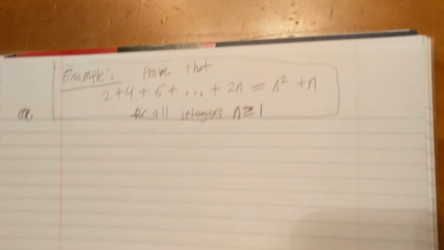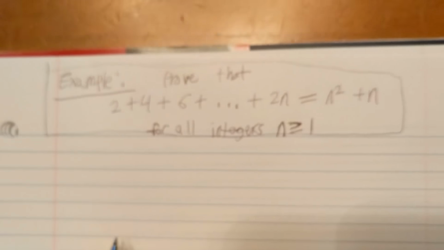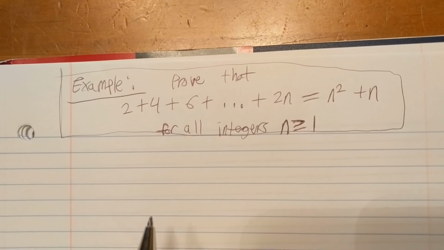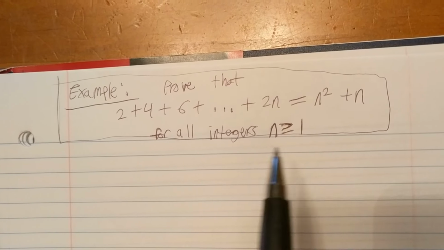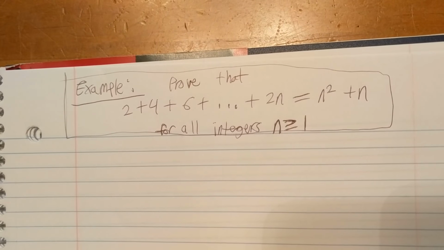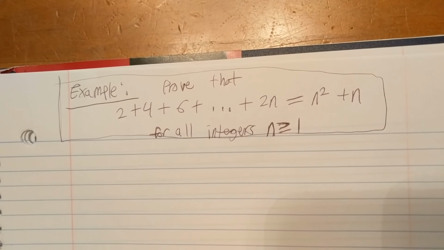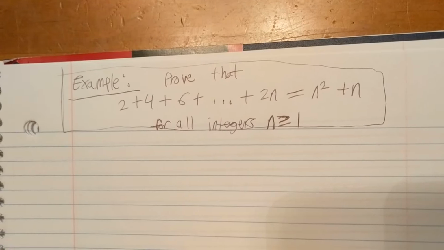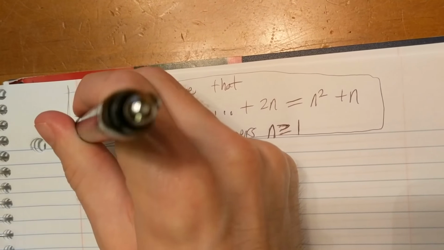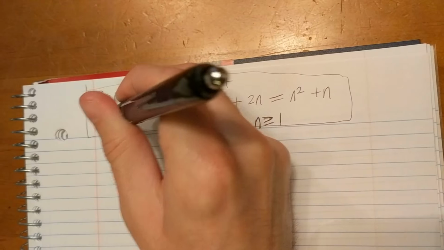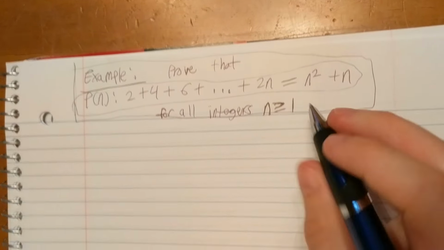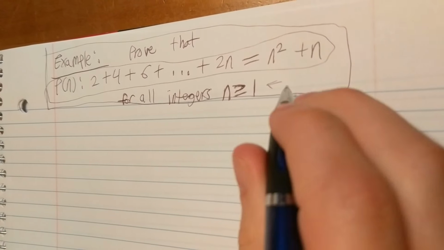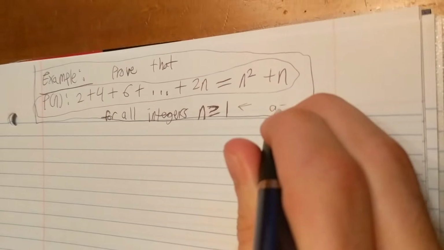Okay, so here's an example of a statement that I'm going to prove with mathematical induction. We want to prove that 2 plus 4 plus 6 plus so on, all the way up to 2n, is equal to n squared plus n for all integers n greater than or equal to 1. So this is of the form I was talking about on the last page, where this will be our statement, P of n, that we're trying to prove, and then our base case will be a equals 1.